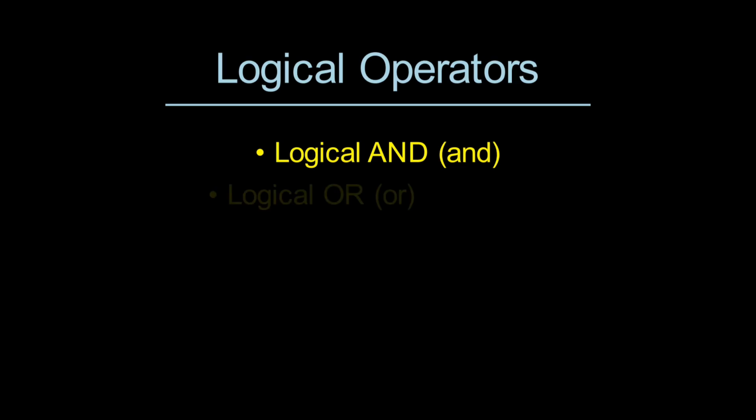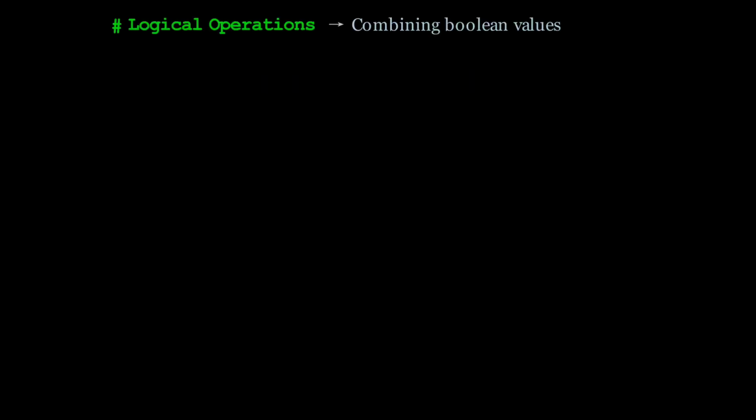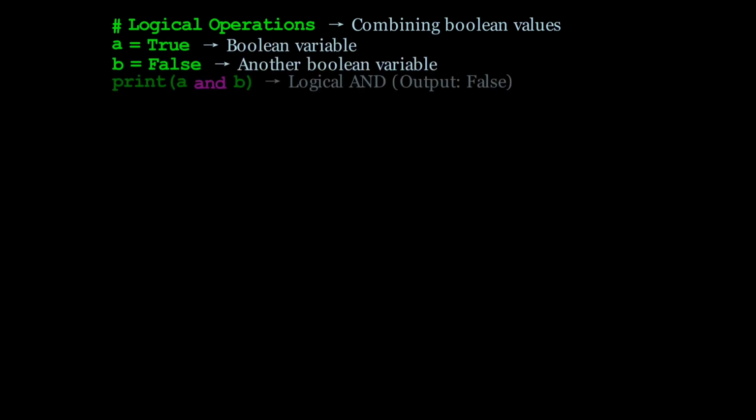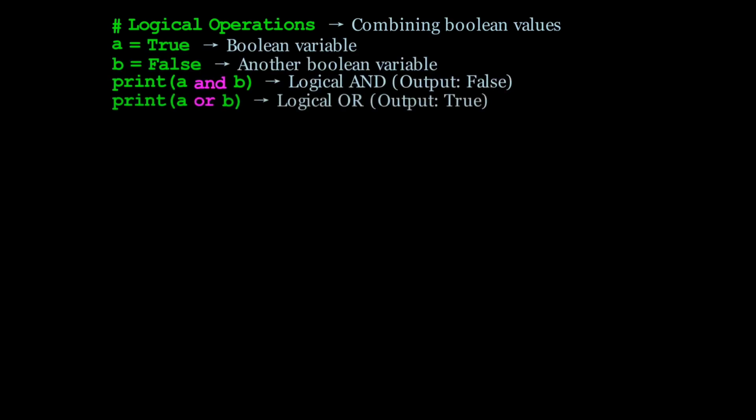Now let's explore the logical operators. They are the building blocks of decision making in Python. We have three main logical operators, AND, OR, and NOT. Let's see how they work with Boolean values. With A set to true and B set to false, A and B gives us false. Both conditions must be true. A or B gives us true. Only one condition needs to be true. Not A gives us false, it inverts the Boolean value.